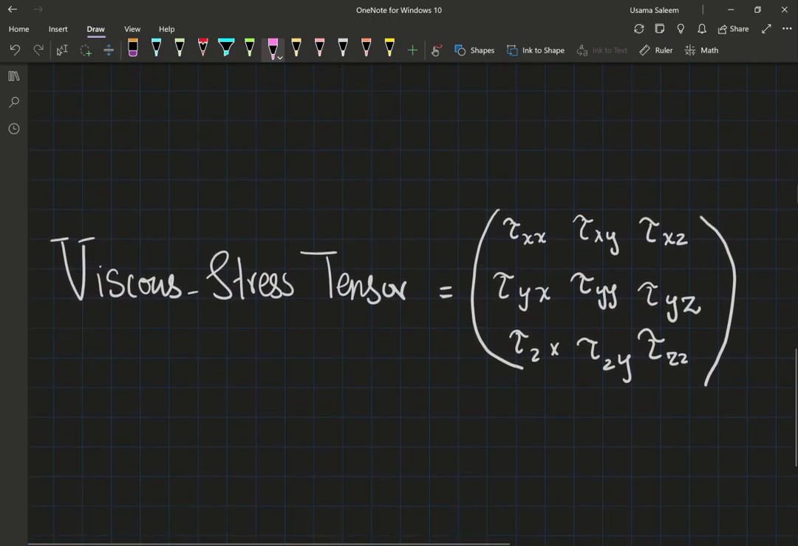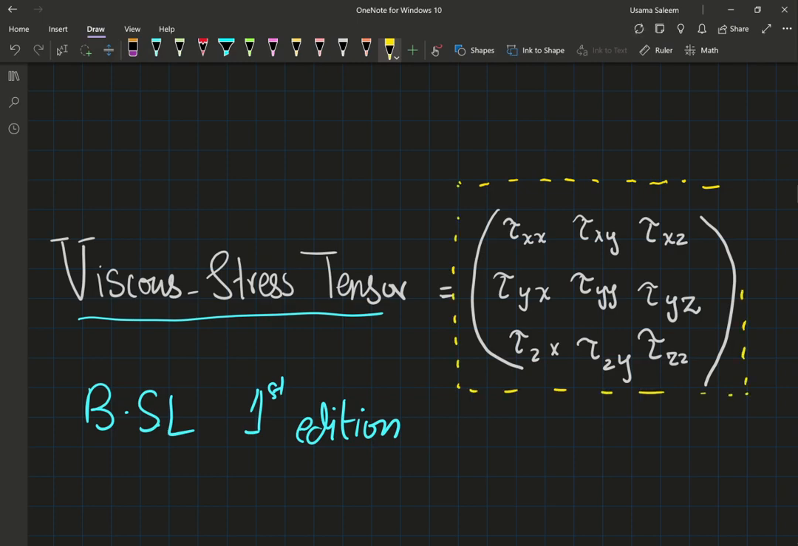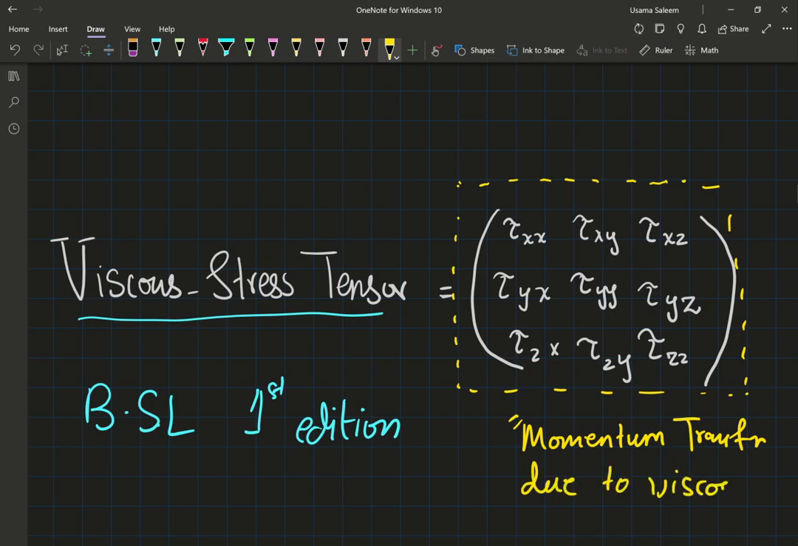And now, if you are following the textbook Bird, Stewart, and Lightfoot, first edition, in the first chapter, you can find the viscous stress tensor. This right here is the viscous stress tensor. Basically, momentum transfer due to viscosity. Let's just write that, viscosity.